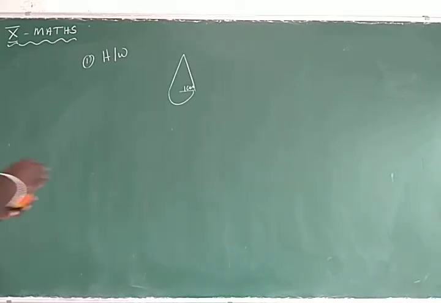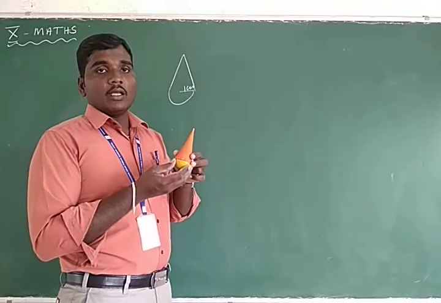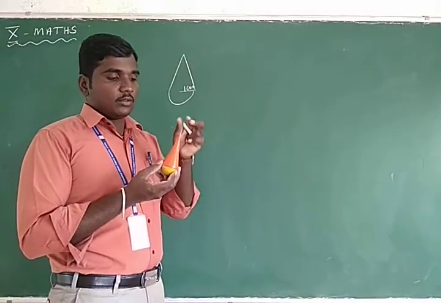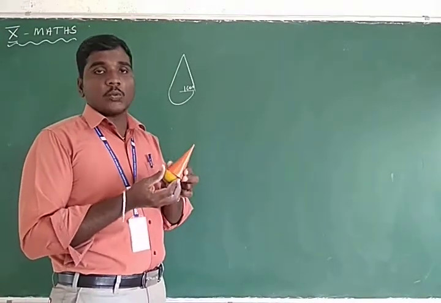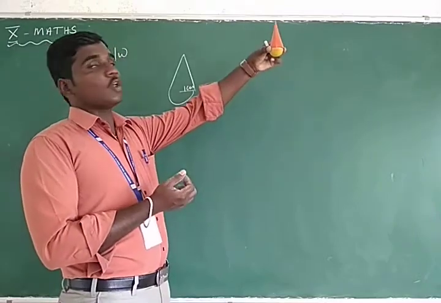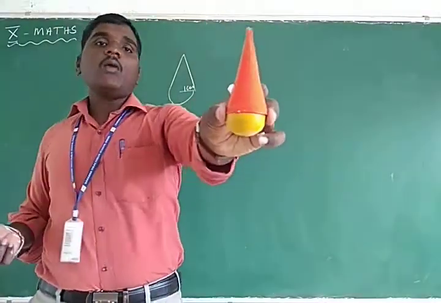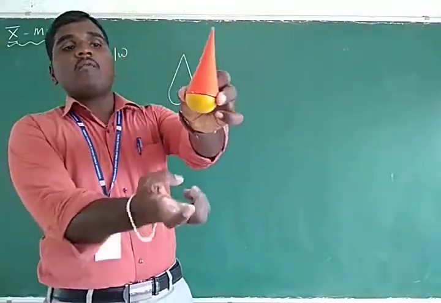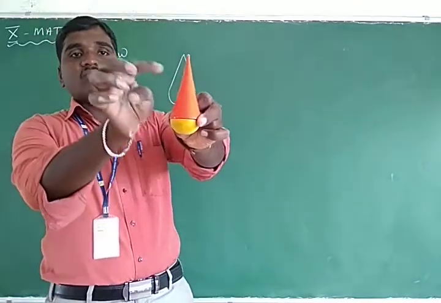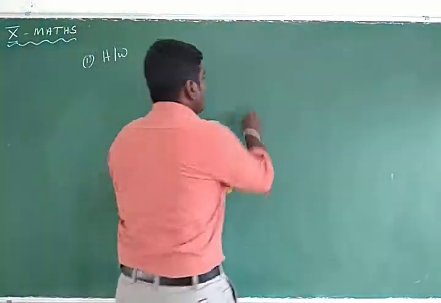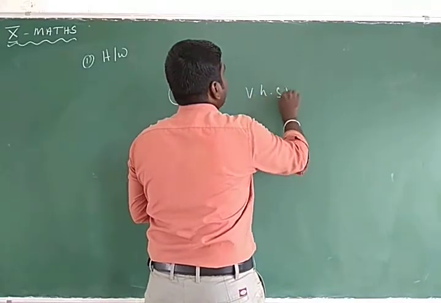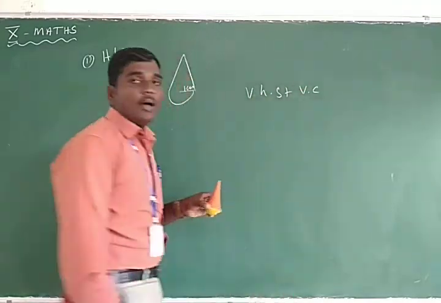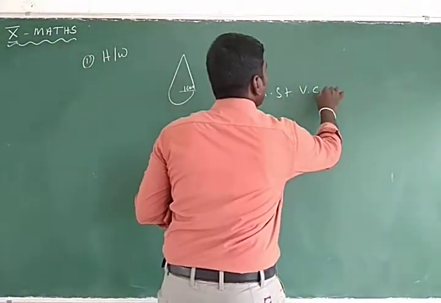Like this shape is there. Okay, a solid shape: a cone standing on a hemisphere. How will you find the total volume? Volume of hemisphere plus volume of cone. Clear? Volume of hemisphere plus volume of cone.